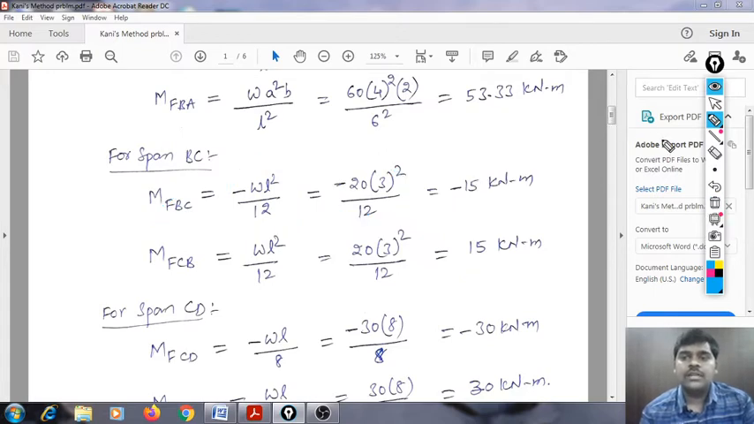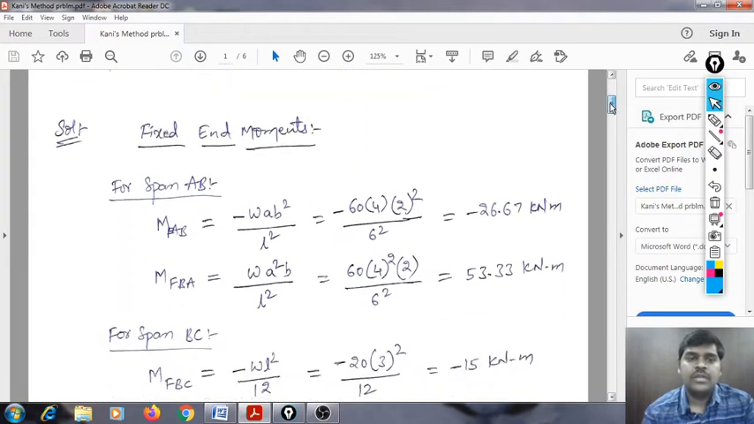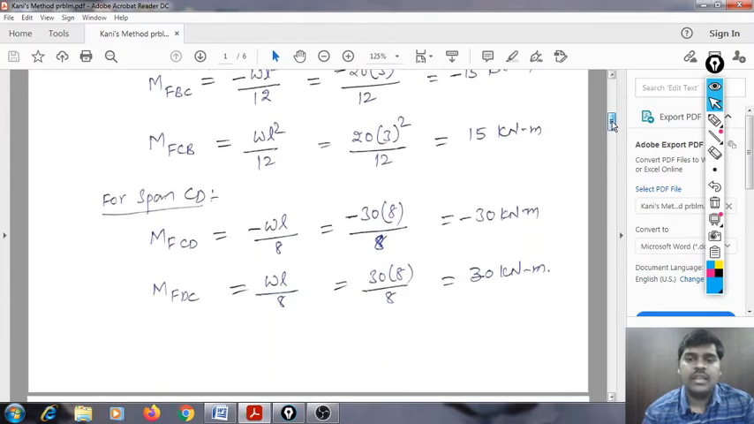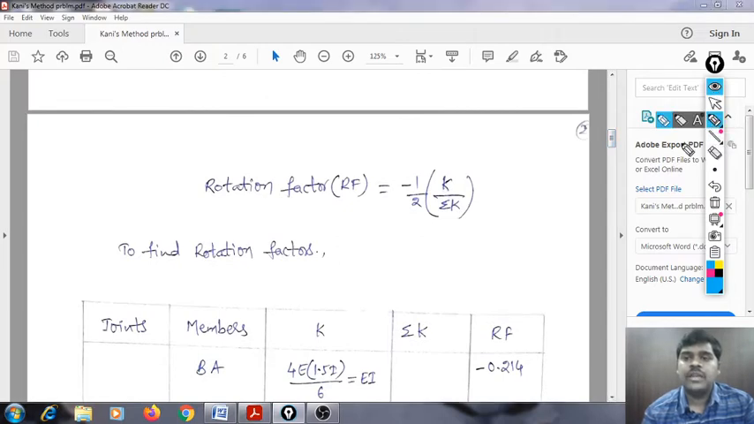Fine. Next, coming to the third and last span, that is span CD. MFCD is equal to minus WL by 8 because it is a center load acting. This is a basic formula, and the answers are 30 and 30 accordingly. This is the first step, finding the fixed end moments. The next step, the main important aspect in Kani's method, is the rotation factor.